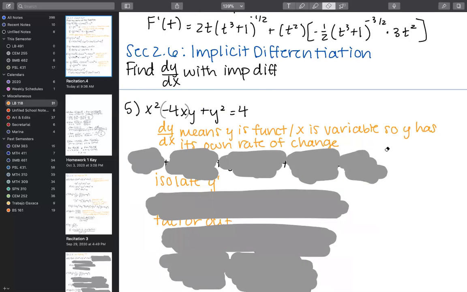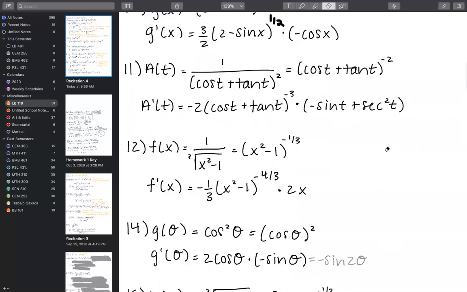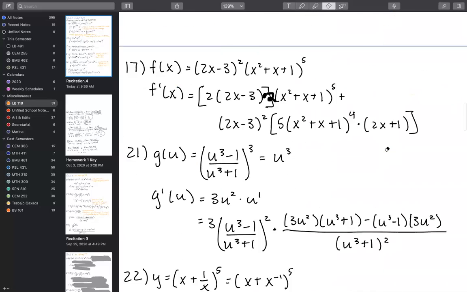So now moving into implicit differentiation. I blew through this material way faster than I thought I was going to.